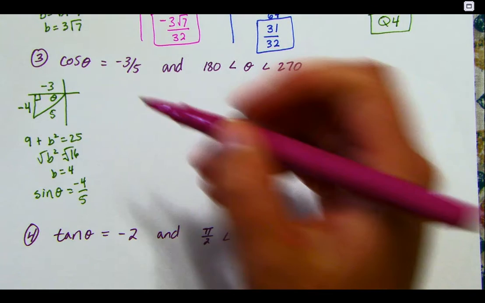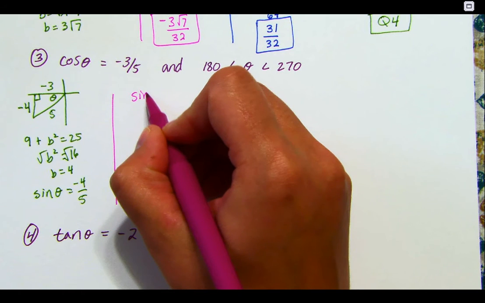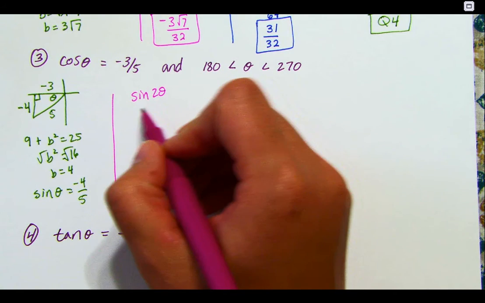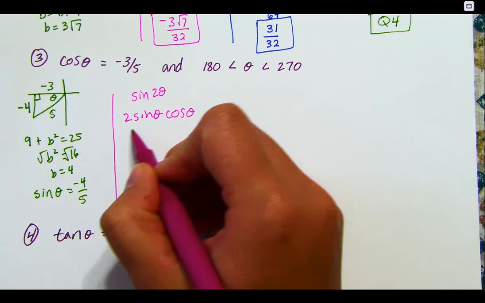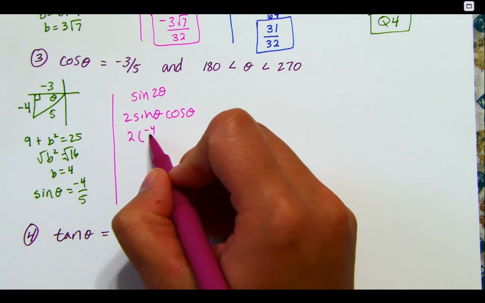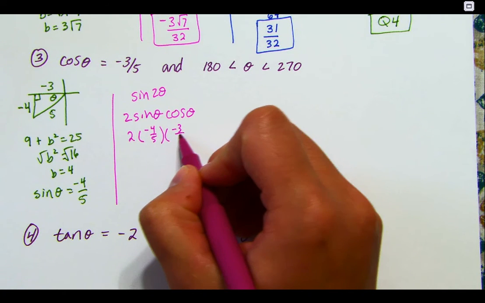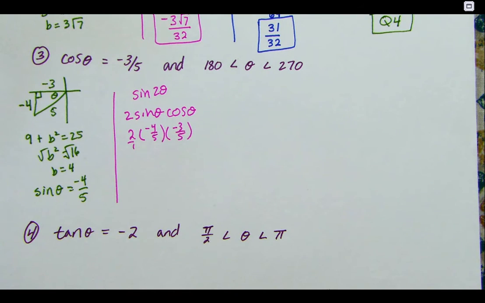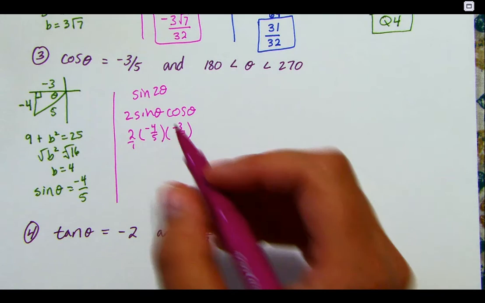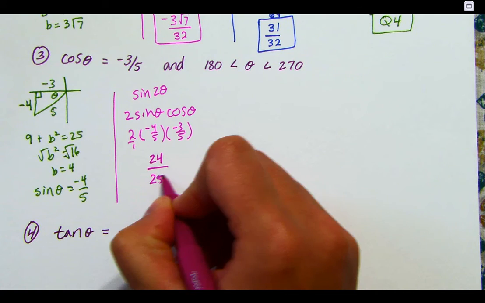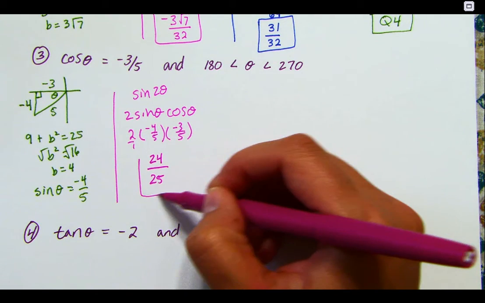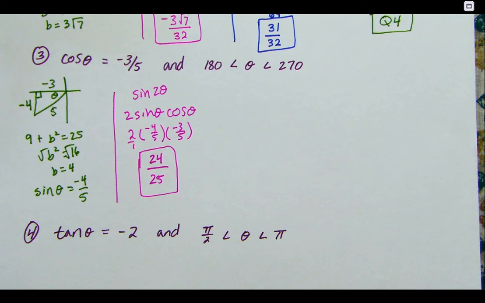All right, so if we find sine 2 theta next, again, we're using 2 times sine theta cosine theta. So 2 times -4/5 times -3/5. So if we just multiply, the 2 times -4 times -3 is going to be 24, and then 1 times 5 is 25. And that won't simplify anymore, so that is going to be our final answer.